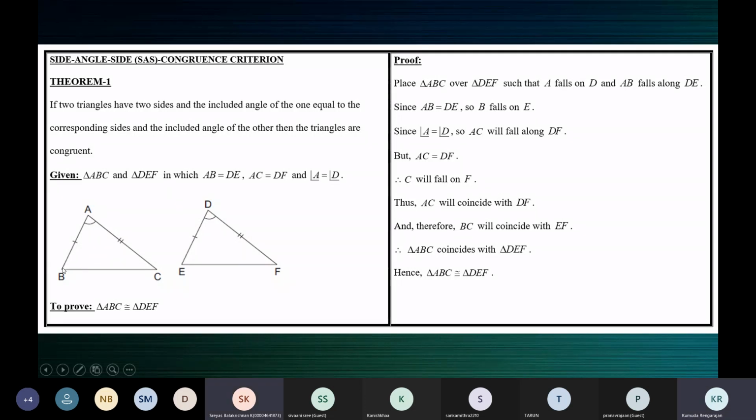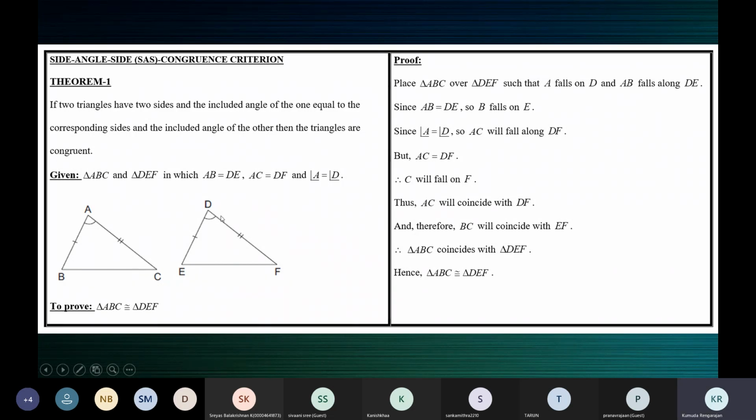But they haven't given that BC is equal to EF, no, ma'am. No, when B falls on E and C falls on F, that means BC will be equal to EF. That's why they coincide. Okay, ma'am. So what is happening when B falls on E and C falls on F? BC is equal to EF.